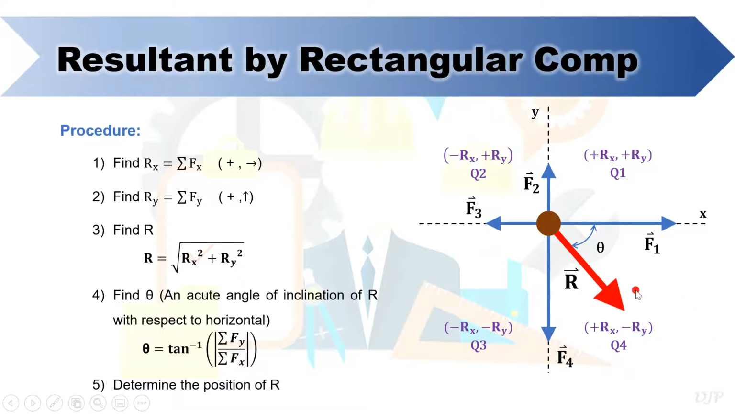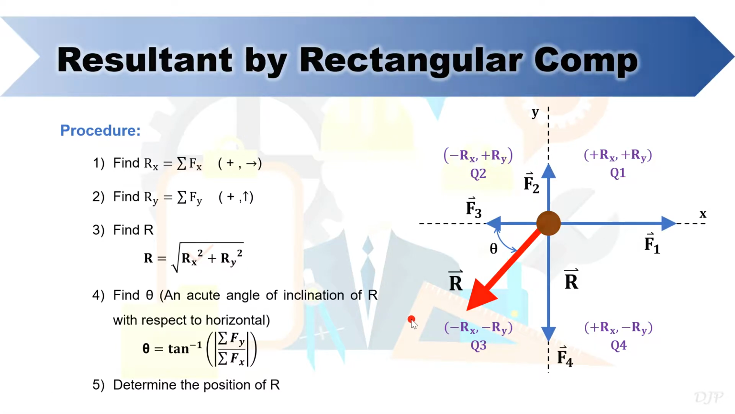In this example, it is just assumed that the sum of all x components is positive and the sum of all y components is negative, which locates the resultant within the fourth quadrant. But in case this assumption is wrong, and the sum of all x and y components should be negative, then the resultant must be repositioned inside the third quadrant.